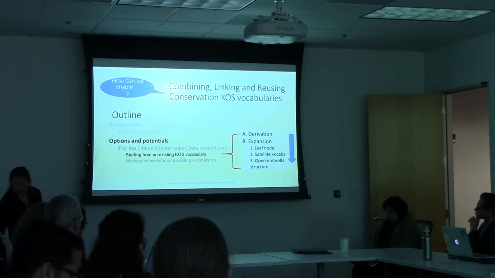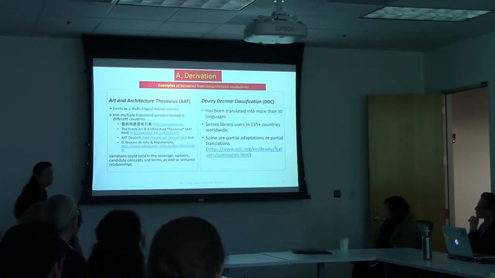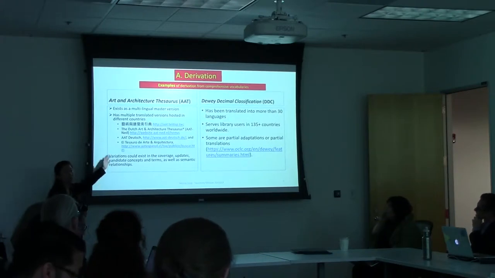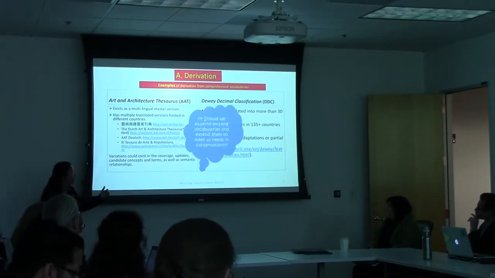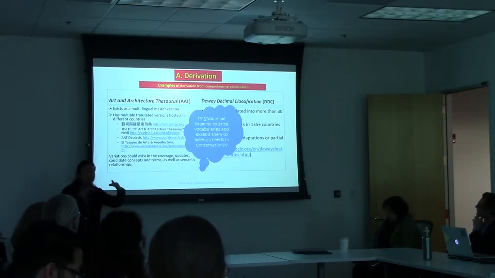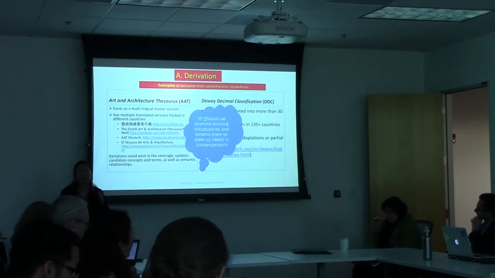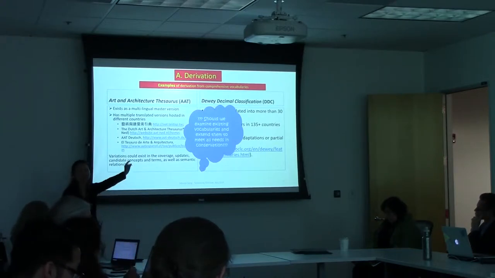So do we need to derive a new vocabulary? We know that John mentioned yesterday that AAT has different languages. We know Dewey Decimal is used by so many countries. But they don't have to be exactly the same. Some of them have their localized parts, like our Spanish one. And the Dewey Decimal has, for the locals, you don't even need to have everything translated into all other languages, right? Do we want to do it this way?